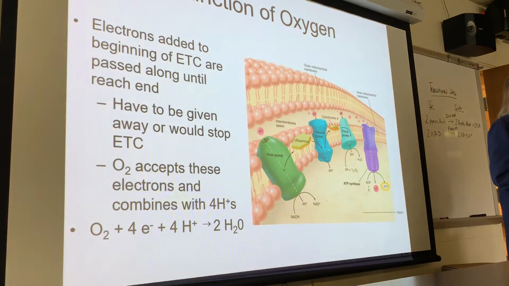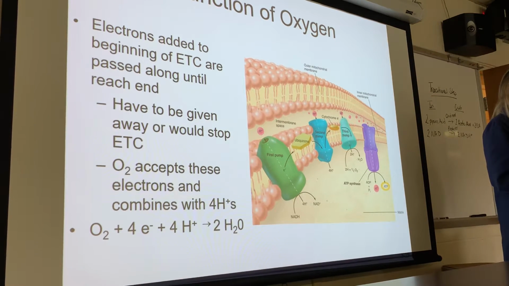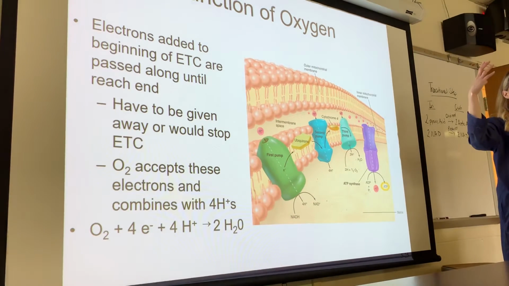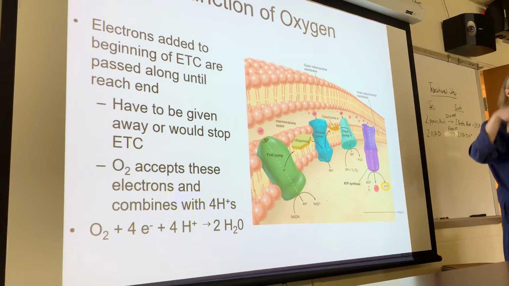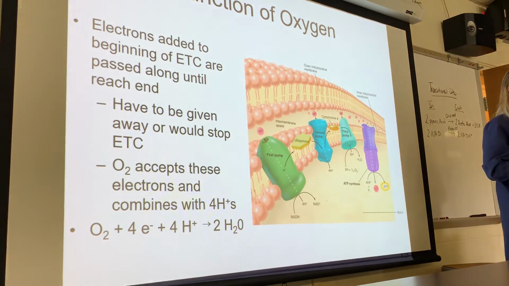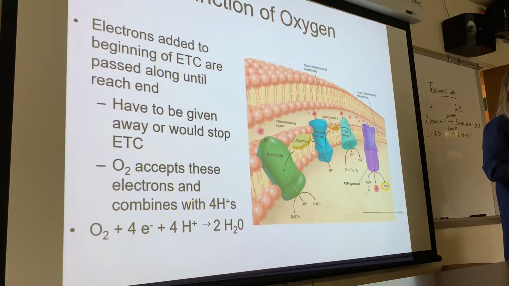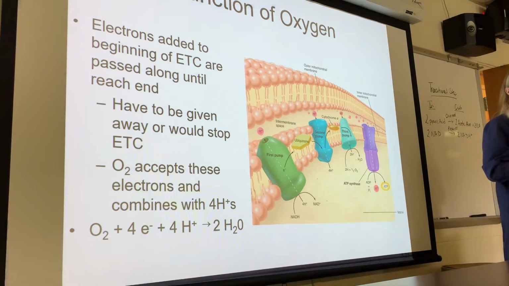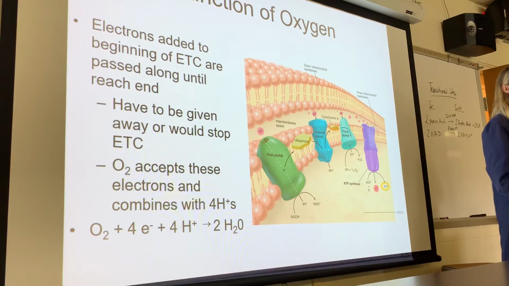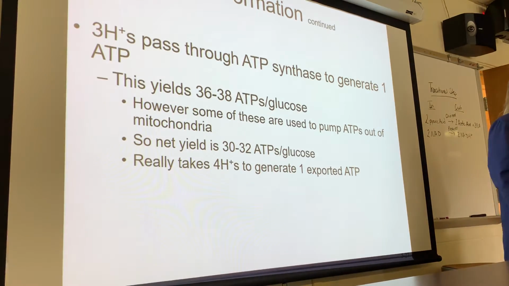We're not getting phosphates from any type of substrate here. We're getting it because we've set up a situation where we have a high concentration of hydrogen, and then that moving of the hydrogen is going to ultimately make the ATP. Do you have any questions about that?